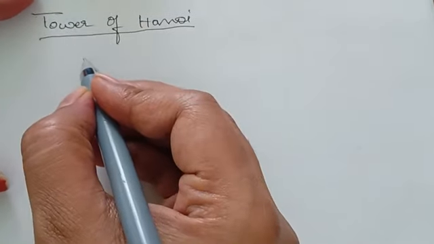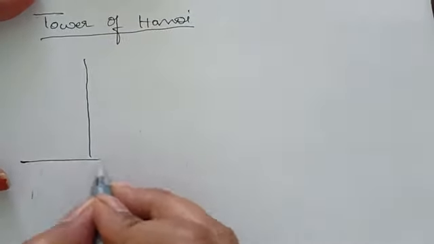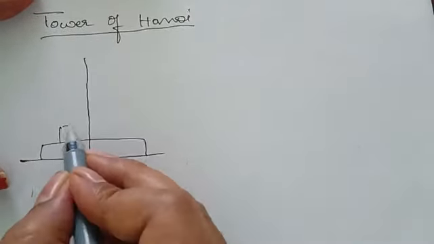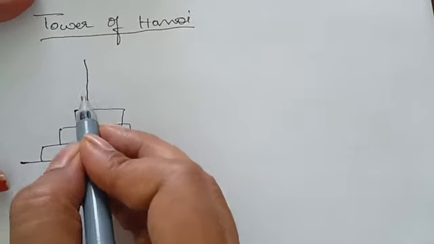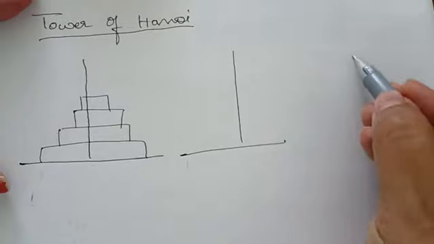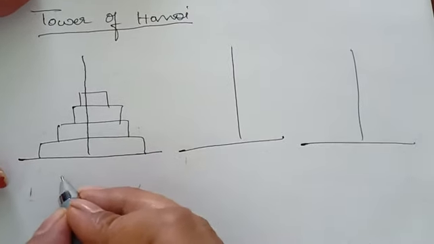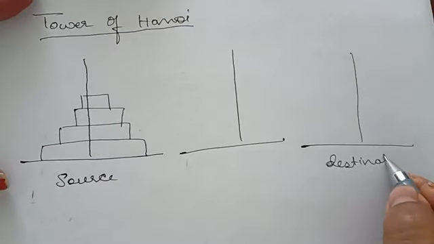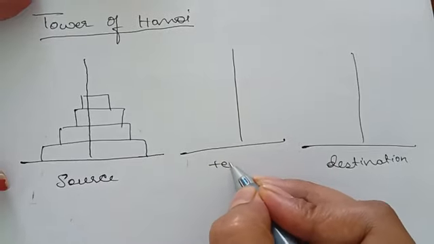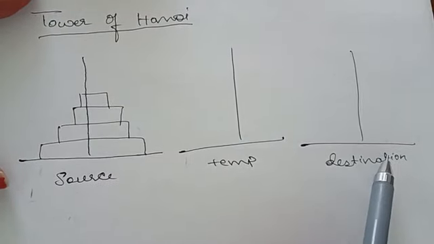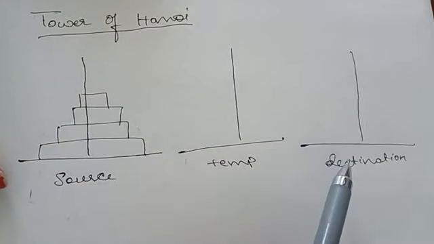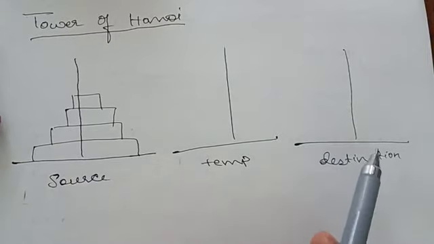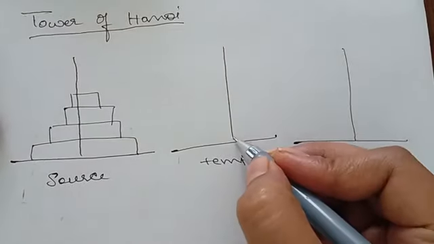Tower of Hanoi means we'll be having towers and a set of disks. For example, if we have 4 disks, in this Tower of Hanoi we'll be having 3 towers. One is source, this is destination, and this is the temporary tower. From source to destination we have to pass the disks. So from source tower to destination tower we have to pass the disks.